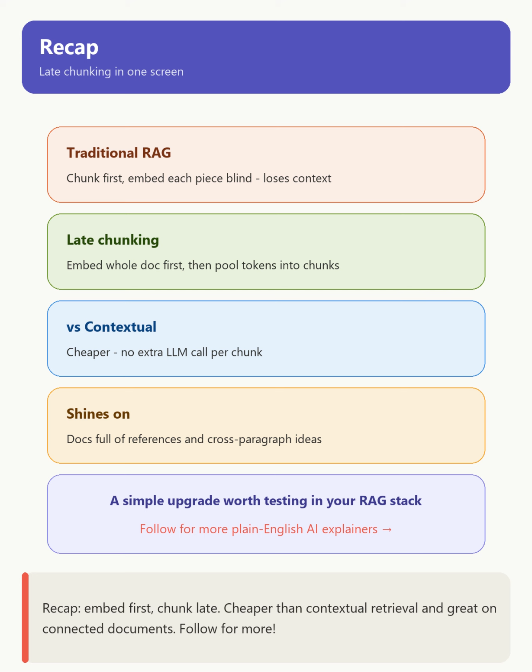Let us recap. Traditional RAG chunks first and embeds each piece blind, losing context. Late chunking embeds the whole document first so every token sees the full picture, then pools tokens into chunks afterward. It is cheaper than contextual retrieval and shines on documents full of references. If you build RAG systems, this is a simple upgrade worth testing.